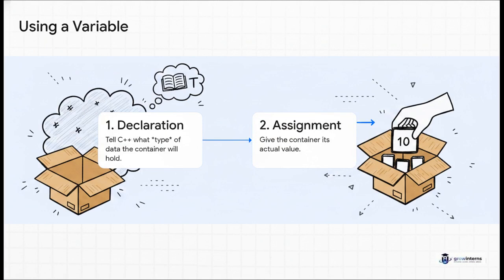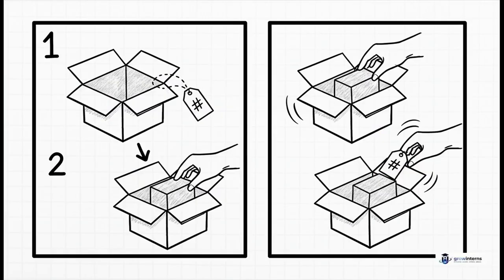Well, it's kind of like a two-step process. First, you have to declare it. This is basically you telling C++, hey, I need a new box, and by the way, this box is only for storing, say, whole numbers. Then, step 2, you assign it. That's the part where you actually pop the value into the box. And here's what that looks like in actual code.